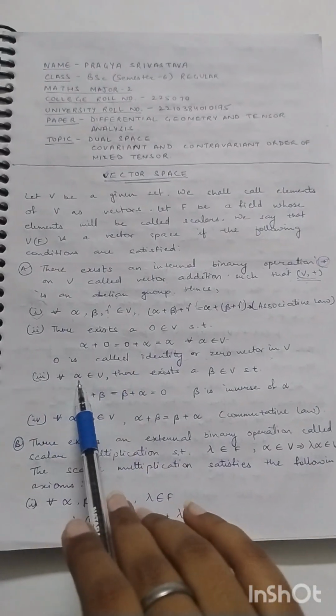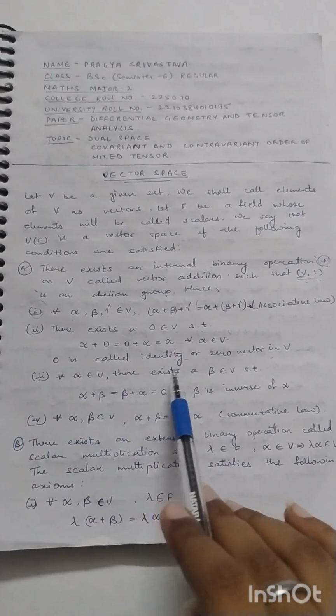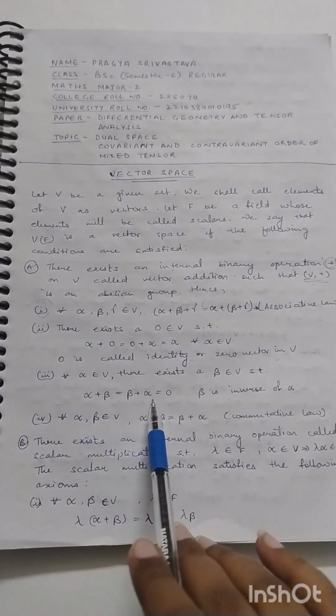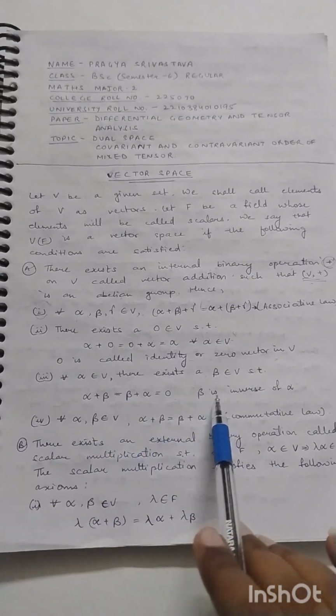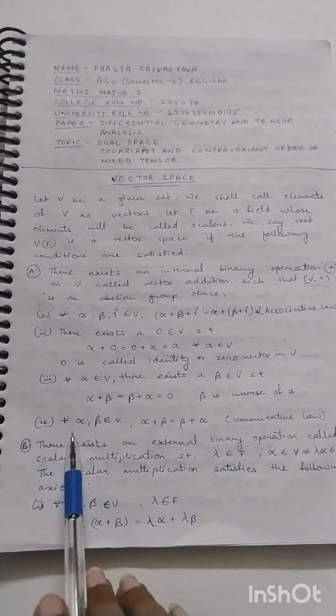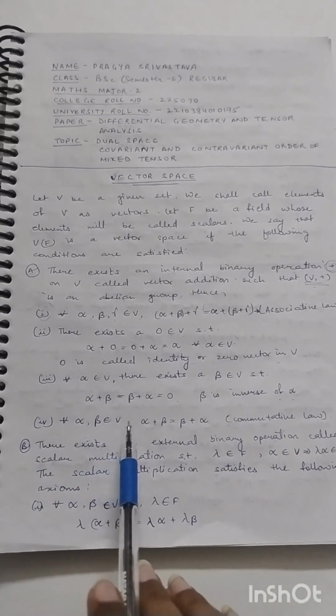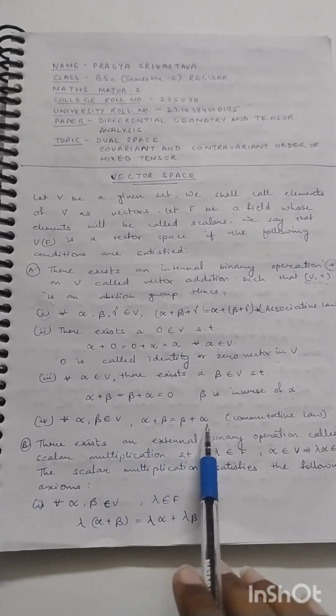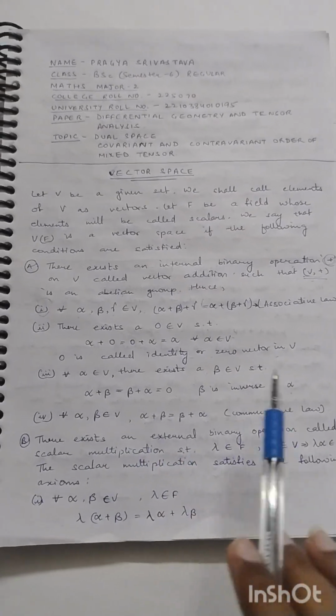Third is for all alpha belongs to V there exists a beta belongs to V such that alpha plus beta is equal to beta plus alpha is equal to 0. Beta is inverse of alpha. Now fourth is for all alpha, beta belongs to V, alpha plus beta is equal to beta plus alpha. This is commutative law.